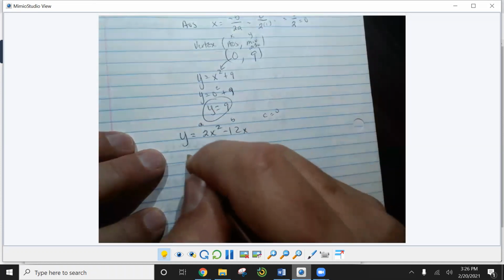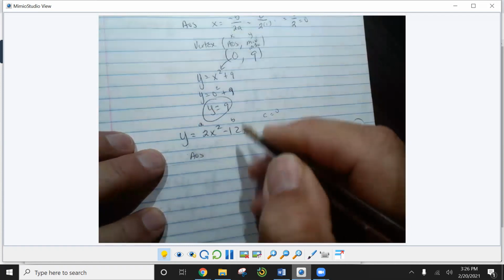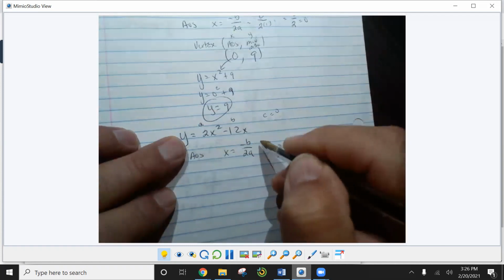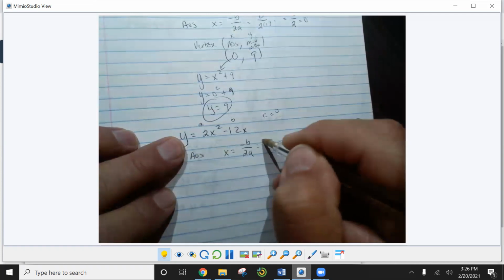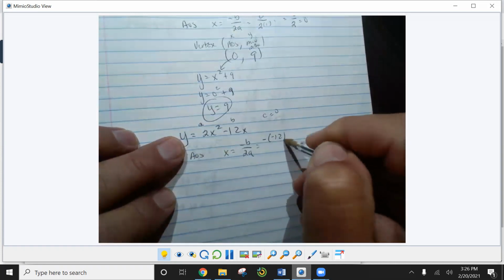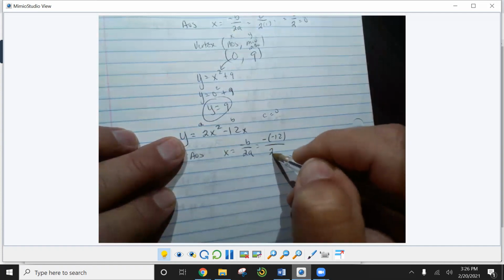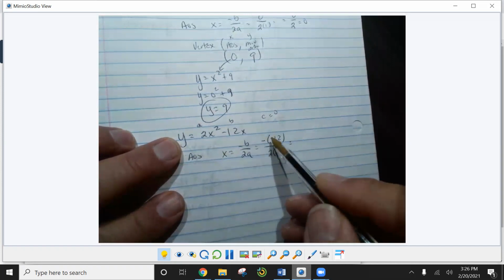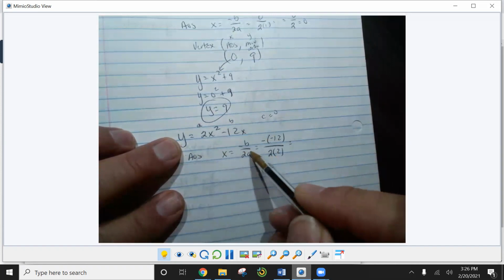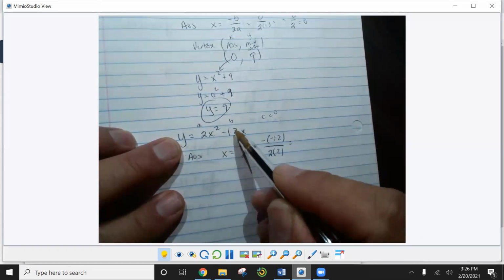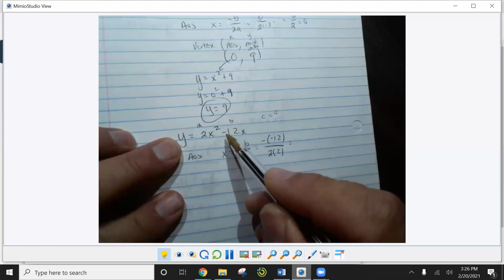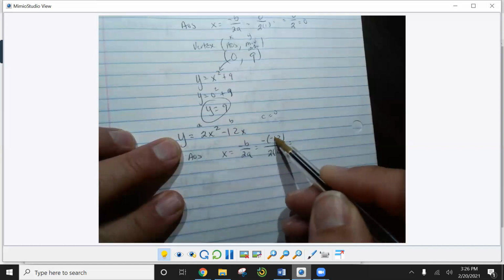All right, to find the axis of symmetry, we got to find that first. So it's x equals negative b over 2a. All right, my b is a negative 12, so I have a minus minus 12. 2 is always 2, and my a is 2. So 2 negatives, and if you're trying to figure out how I got 2 negatives, remember the b value is the number in front of x, and the number in front of x is a minus 12.